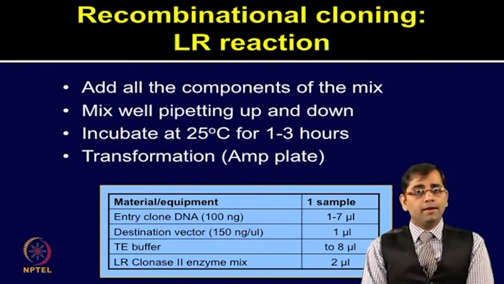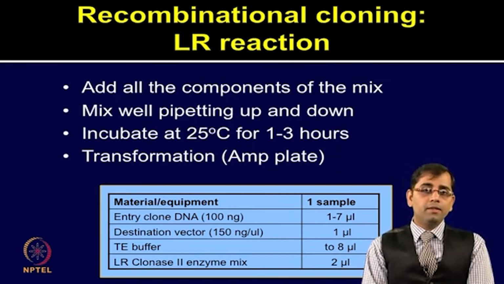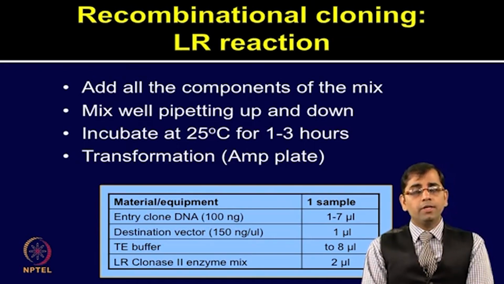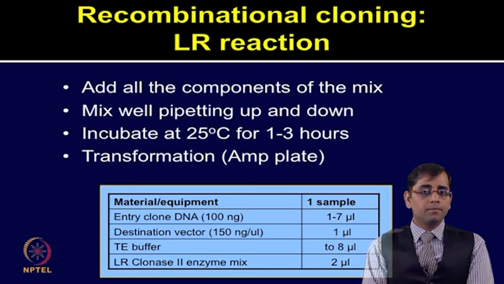To perform the LR experiment, one needs to take the entry clone DNA obtained from the BP reaction. Around 100 nanogram is ideally required. Then you need a destination vector, which is a vector of your choice, 150 nanogram per microliter concentration. You also need TE buffer and LR clonase 2 enzyme mix. Again, these volumes are just to give you an estimate about how to do the reactions.